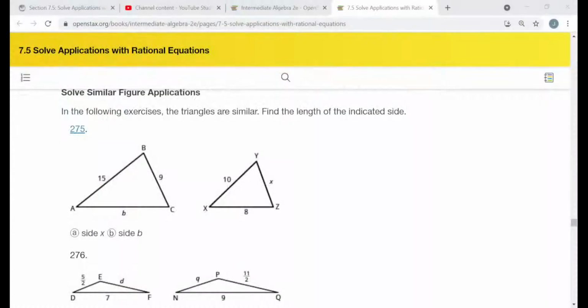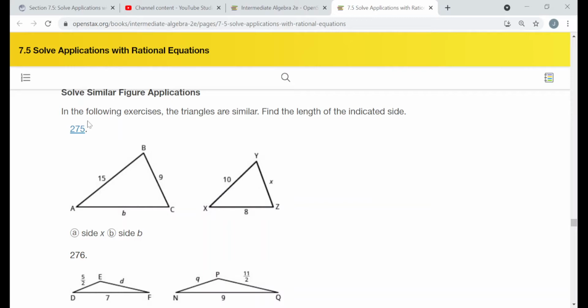Hello everyone. The title of this video is Solve Similar Figure Applications. All the exercises from this video are taken directly from a free online textbook at openstax.org, and I'm in their Intermediate Algebra 2nd edition text, in section 7.5 titled Solve Applications with Rational Equations. The exercises I'll be doing in this video are under the heading Solve Similar Figure Applications.